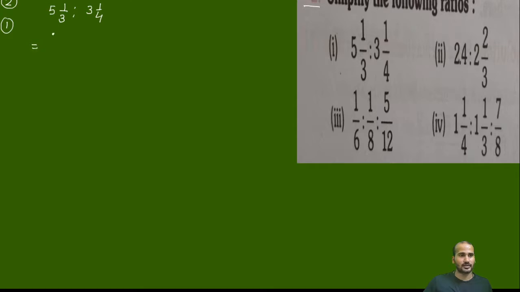So 5 3s are 15. It means (5 into 3 plus 1) by 3 ratio (3 into 4 plus 1) by 4. Okay, students? Good. Now this will be 5 3s are 15 plus 1, 16. 16 by 3 is to 4 3s are 12, 1, 13. 13 by 4. Now okay, you have to convert this ratio into simplest form. This time it is not in simplest form. So what you have to do? Yes, this is the right question.